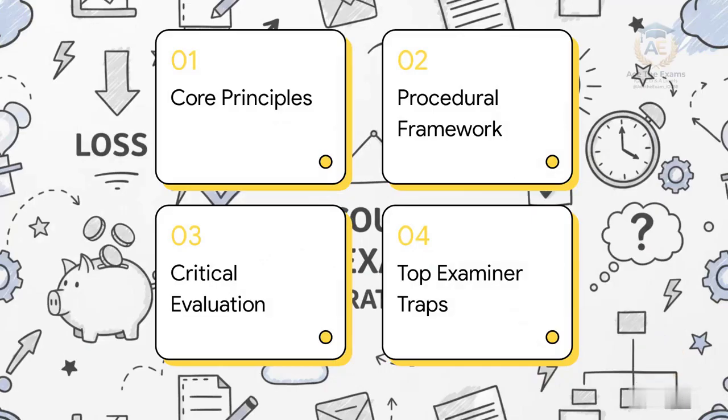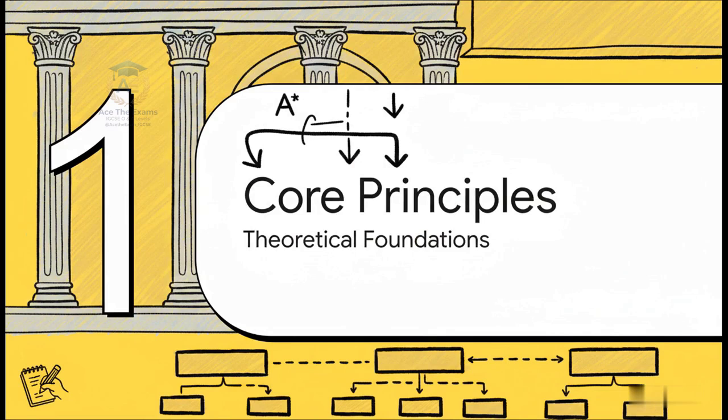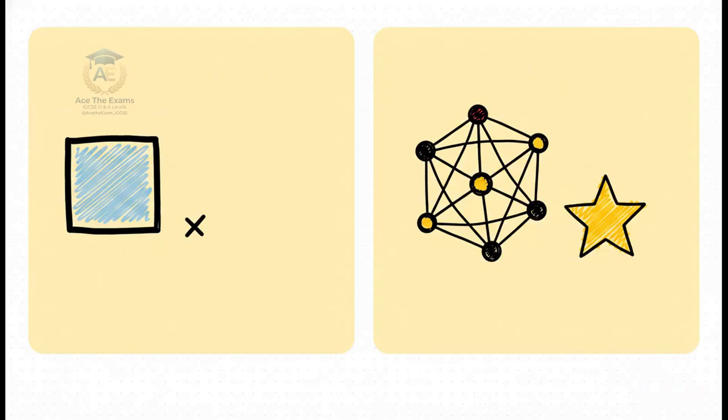Here is our strategic blueprint for today's session. 1. Core theoretical principles. 2. The procedural framework. 3. Critical evaluation. And 4. Top examiner traps. Let's dive straight into Section 1, Core Theoretical Principles. Principal examiner reports explicitly state that you must move past superficial knowledge.